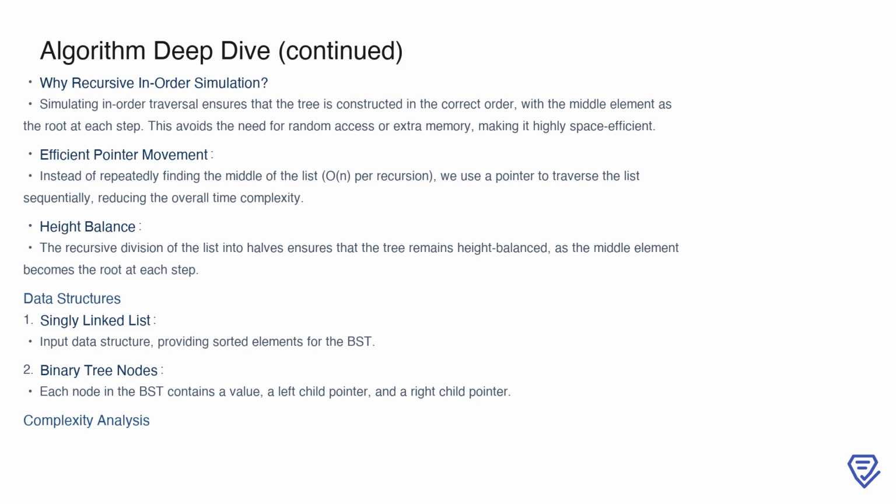The recursive division of the list into halves also guarantees that the resulting tree remains height balanced. By consistently placing the middle element as the root, we ensure that the depths of the left and right subtrees differ by at most 1. The input data structure is a singly linked list, which provides sorted elements, and the output is a binary tree where each node contains a value, a left child pointer, and a right child pointer.